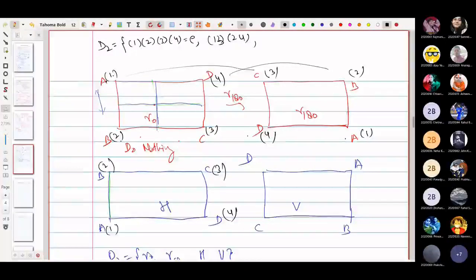So how about this? How can we write it? 1 goes to 2, and 2 goes to 1. Fine. So 1 goes to 2, once we can write. And here 4 goes to 3, or 3 goes to 4, both are the same thing. And here also, let us write 1, here 2, here 3, here 4.